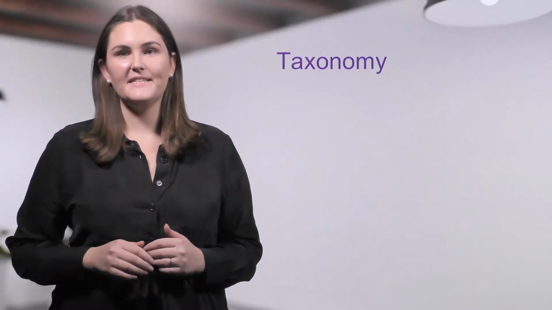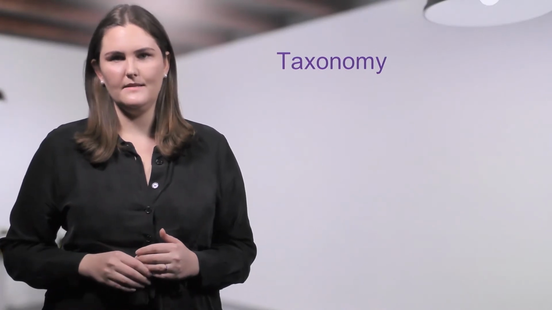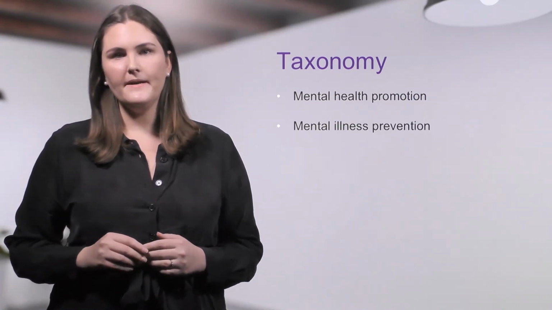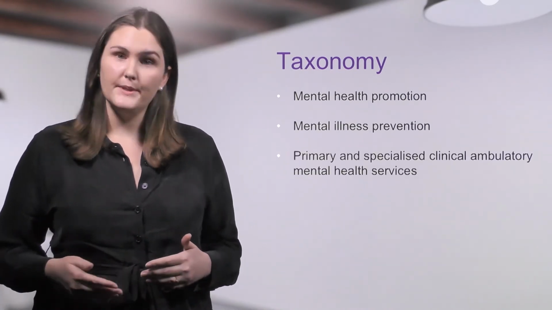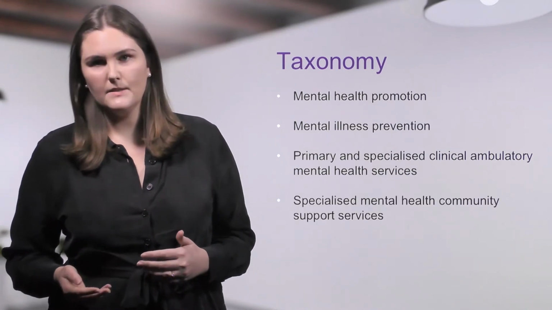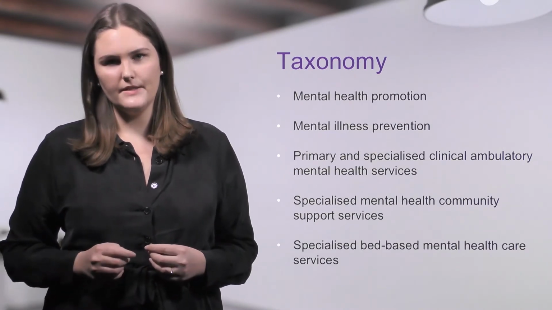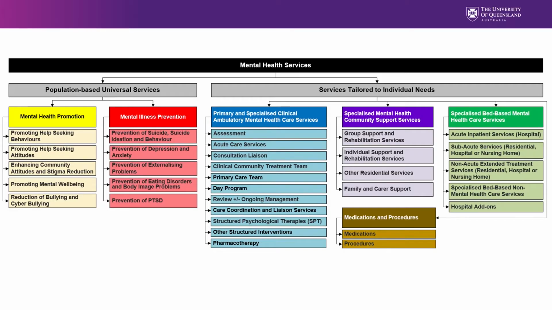The taxonomy contains 5 streams of mental health services: mental health promotion, mental illness prevention, primary and specialized clinical ambulatory or community mental health services, specialized mental health community support services, and specialized bed-based mental health care services. This is a condensed version of the taxonomy. Each stream of the taxonomy is further divided into service categories, elements, and activities, which each relate to a specific aspect of mental health care. Let's look at some examples of this structure.